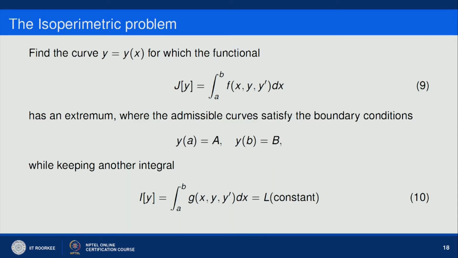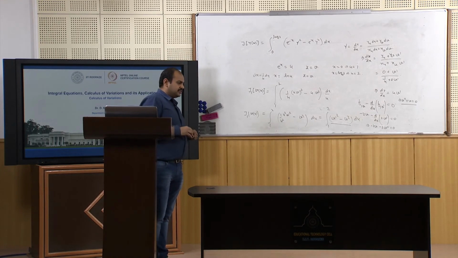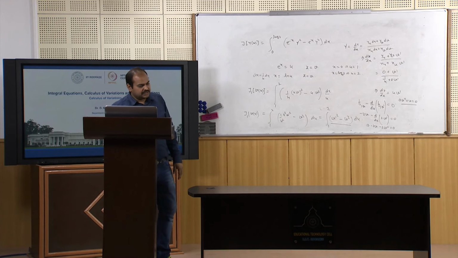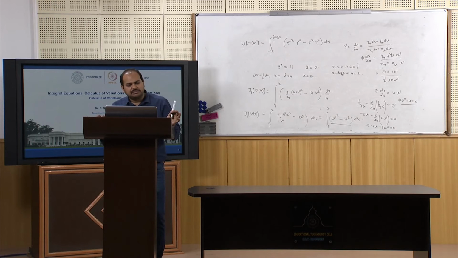Now we will move to the next problem, that is the isoperimetric problem. So what is the isoperimetric problem? This is a very old problem. In the isoperimetric problem, we have to find, among all the closed curves with a given length, say L, the curve which encloses the maximum area.